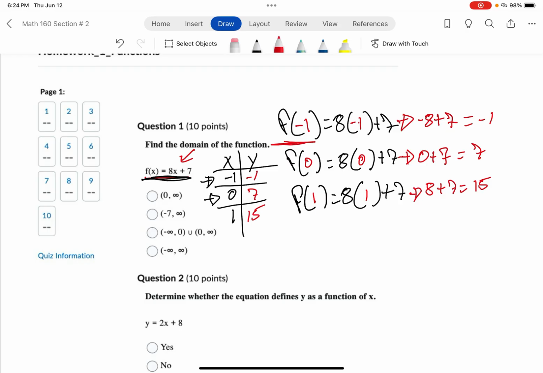Since you have those three values, those are called coordinate points because you have x and you have y. So you can build now the graph. Remember, put in black here.